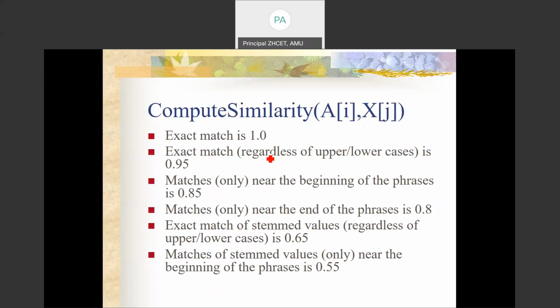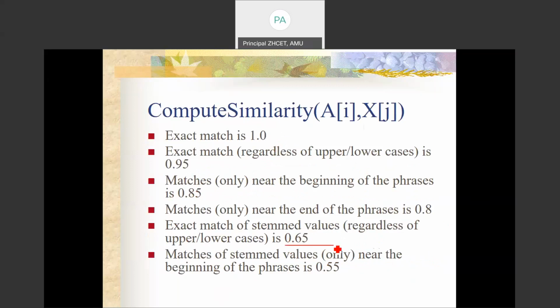Exact match, I'm taking one. Exact match regardless of upper or lower case is 0.95. These are arbitrary values that I'm assigning. Matches only near the beginning of the phrase is 0.85, near the end is 0.8. Exact match of the stemmed values is 0.65.